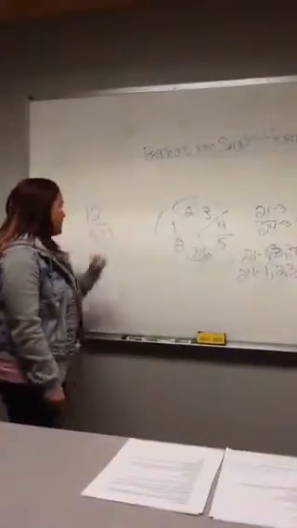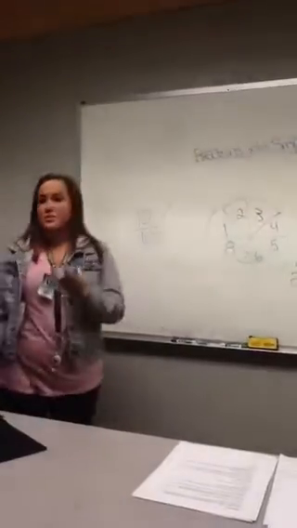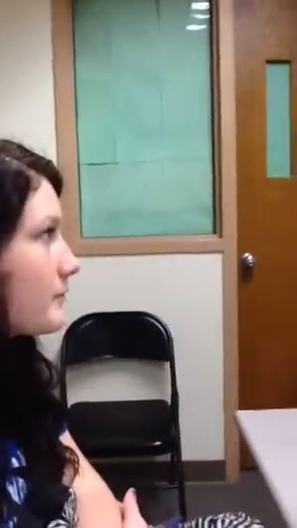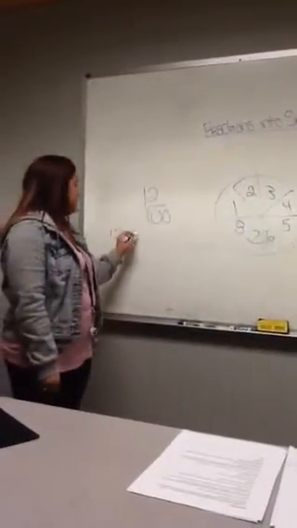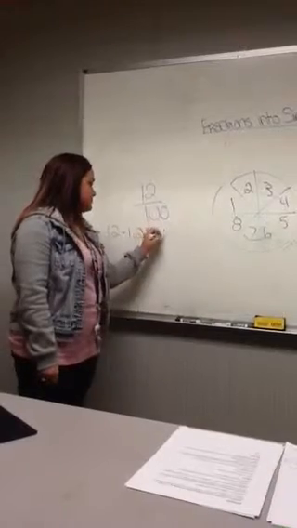Miss Shuttle, give me an example. Give me a fraction that we can simplify together. 12 over 100. That's a good one. All right. 12 over 100. What do we do? The greatest common factor. So what are the factors of 12? 1, 2, 3, 4, 6, 12.